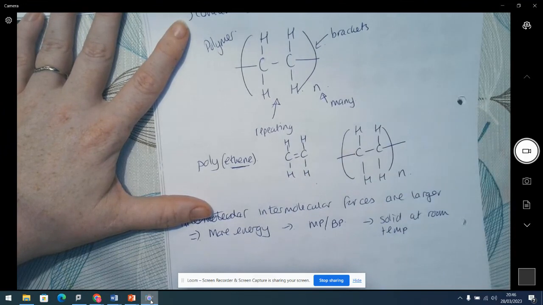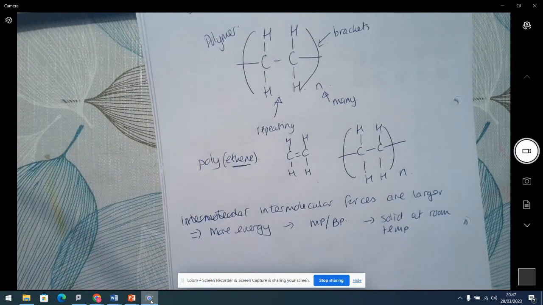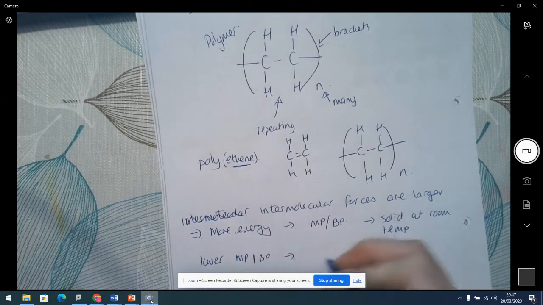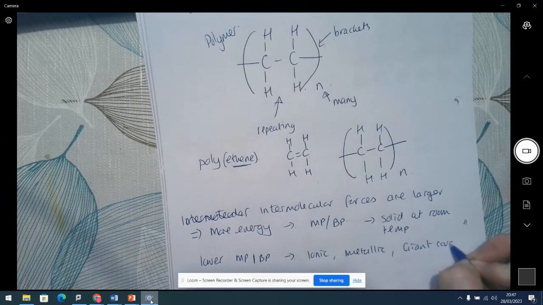Okay, so bigger molecule, because it's bigger, it's got more intermolecular forces. So therefore you need more energy in order to break those forces, which means that polymers are generally solids at room temperature, and which is why they have a higher melting and boiling point when compared to simple covalent molecules. What they do, however, have are lower melting and boiling points compared to, say, ionic, metallic, and your giant covalent structures.